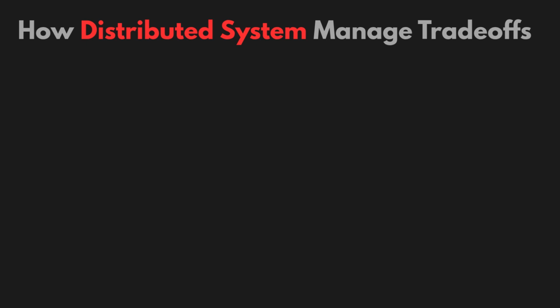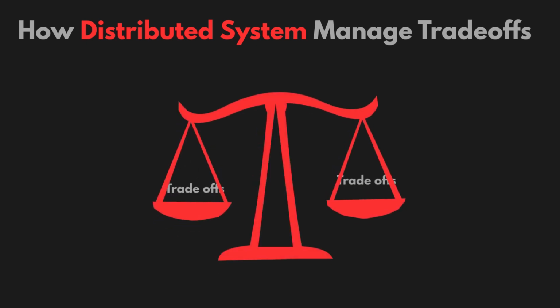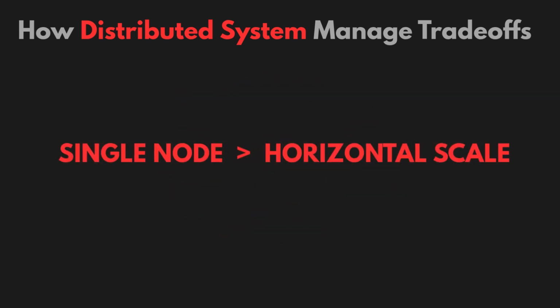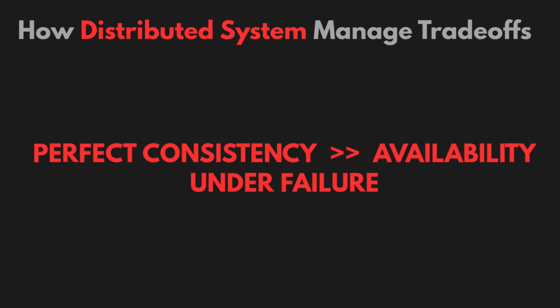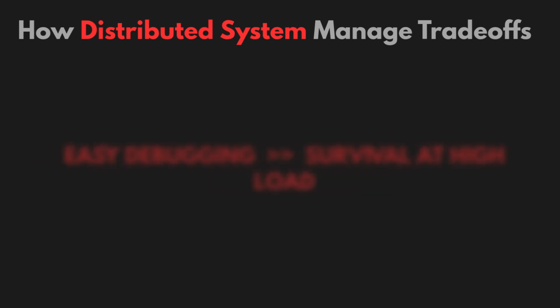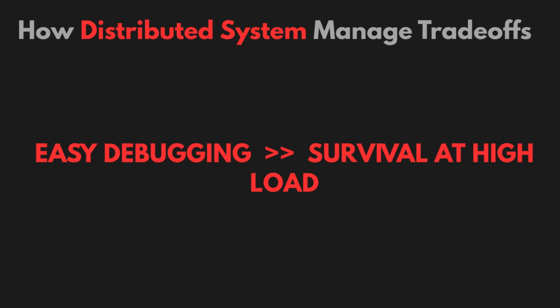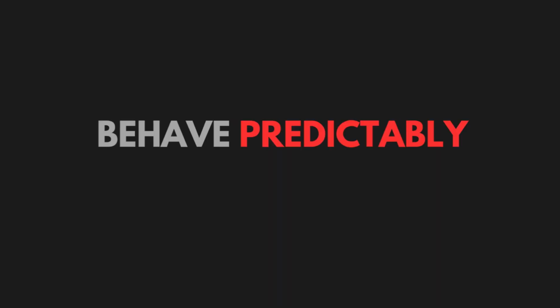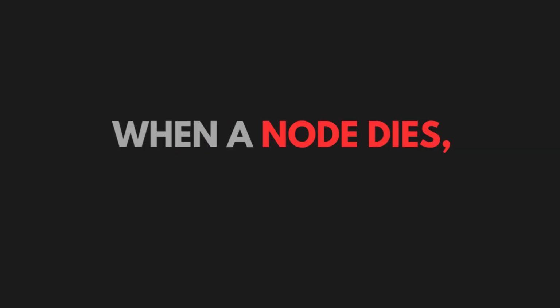And now comes the hard truth. Distributed systems do not remove trade-offs. They manage them. They trade single node simplicity for horizontal scale. They trade perfect consistency for availability under failure, and they trade easy debugging for survival at high load. That is why performance engineering is not about making one query faster in isolation. It is about making the entire system behave predictably when 10,000 users hit it at once, or when a node dies, or when a shard becomes hot.